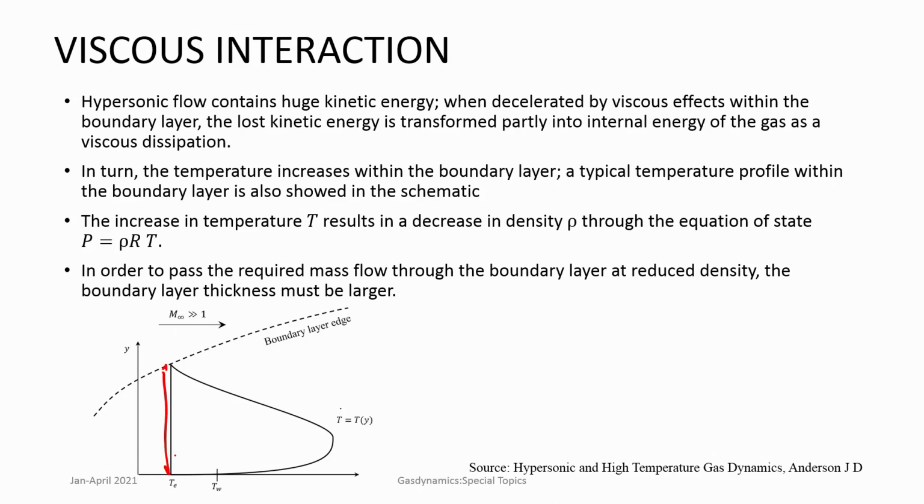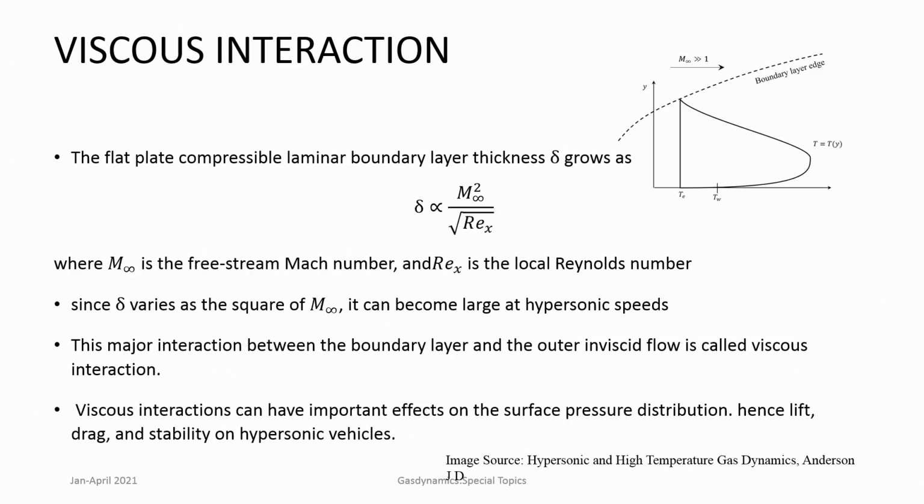So, we are talking of flows very close to the wall. So, we are talking about viscous effects and the boundary layer. That means this boundary layer thickness must be quite large. In hypersonic flows it is significantly larger than at moderate Mach numbers, and it goes as Mach number squared by square root of Reynolds number. So, when Mach number increases significantly, boundary layer thicknesses increase significantly. Now, what is the consequence?